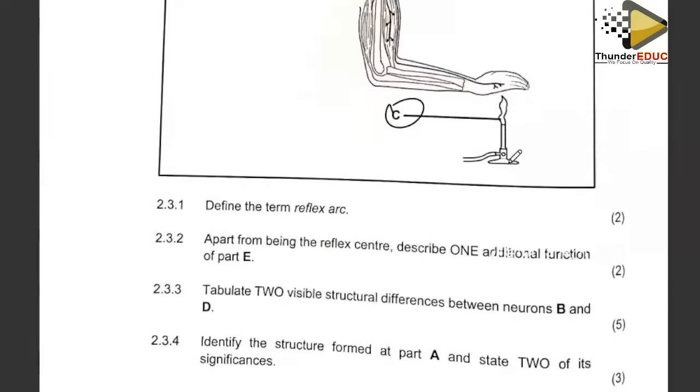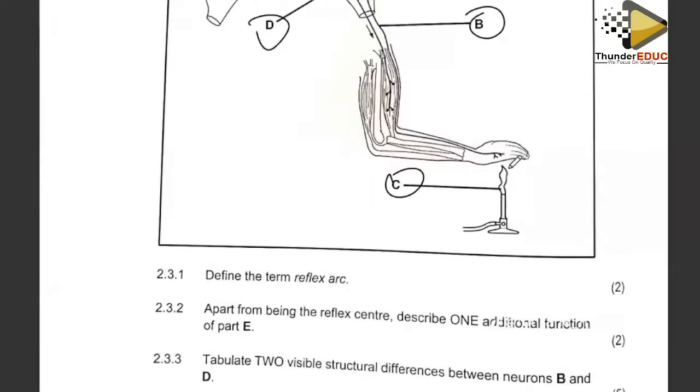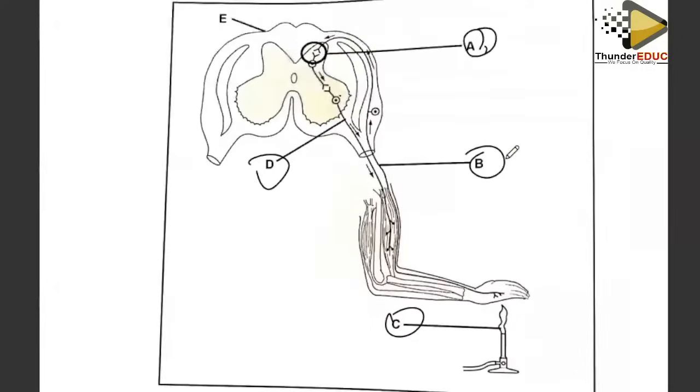Of part E. First of all, it transmits impulse from the receptor to the brain. Yes, you see? So it's not about... No, this one is not a reflex action. You understand? That's why I'm always asking you that whenever you define a reflex arc, it must be linked to the reflex action. Number two, it helps to coordinate muscle movement and the balance.